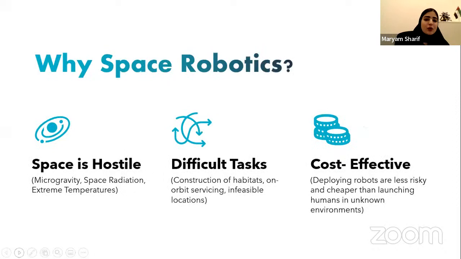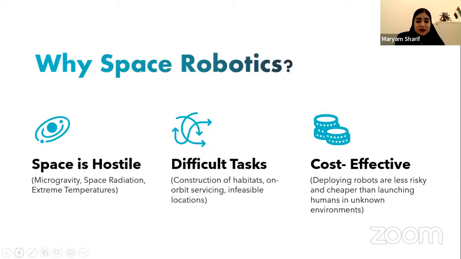So why space robotics? Why don't humans just go and explore space? There are three main reasons why we use space robotics in space exploration. The first is that space is a hostile environment. As you know, there is microgravity, space radiation, and extreme temperatures that make it difficult for humans to operate there, and it requires a lot of setups in order to protect humans in space. Also, robotics can execute difficult tasks, for example construction and in-orbit servicing.